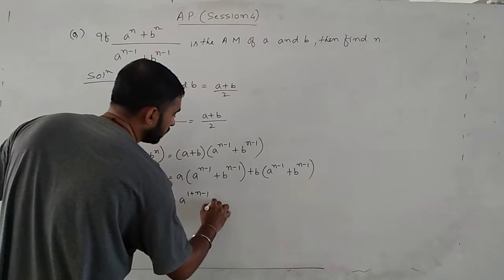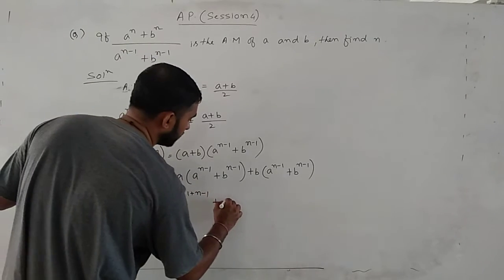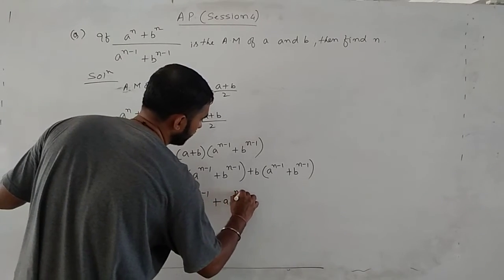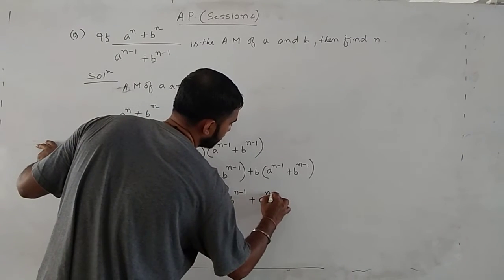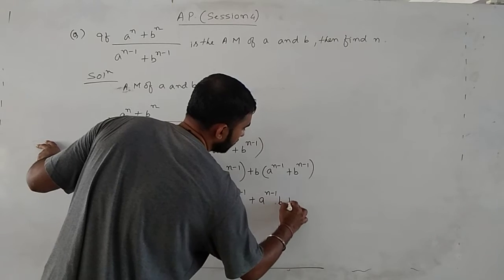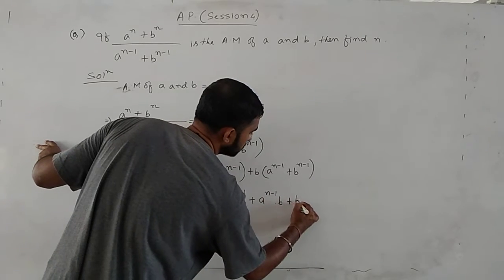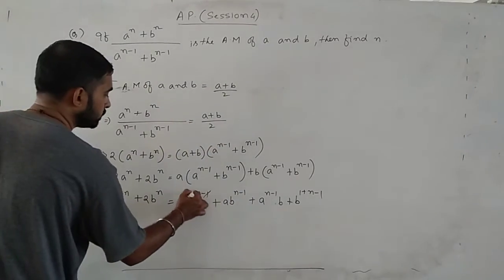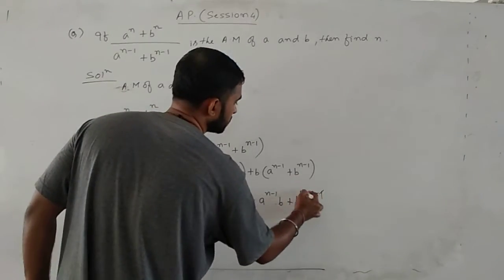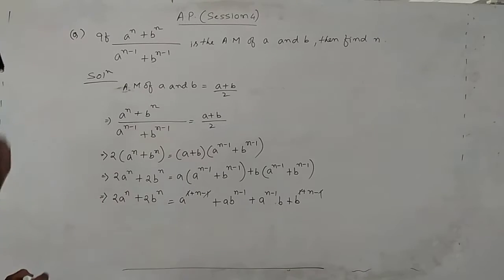Then here both are with different bases, so just multiply them: a b to the power n minus 1. Here a to the power n minus 1 into b. Again here both have the same base, so add the powers. Minus 1 plus 1 cancel. In the other, minus 1 plus 1 cancel.